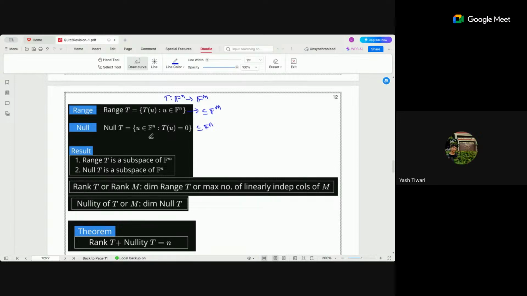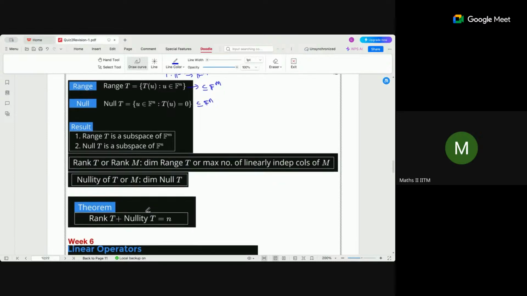Matrix representation is enough, right? Okay. Now, what is the dimension of the range of T called? Rank. And in the same way, what is the dimension of the null space of T called? Nullity. Okay. So this rank-nullity theorem is also called the fundamental theorem of algebra. What does it say? Rank of T plus nullity of T is equal to n.